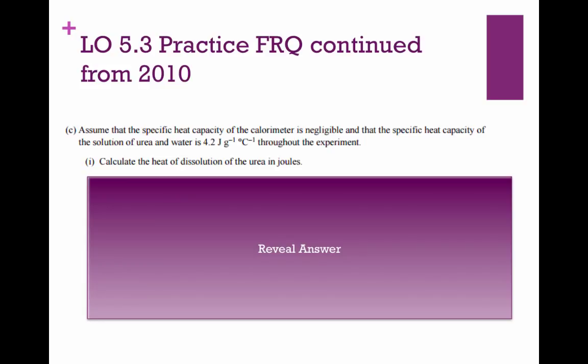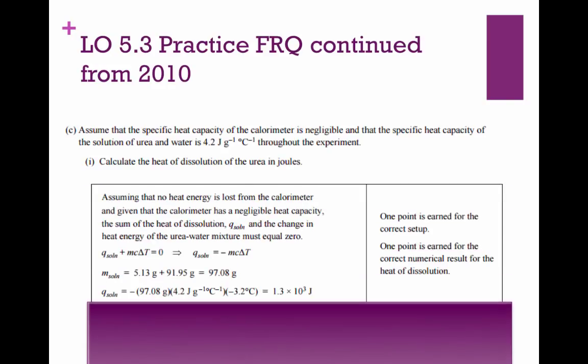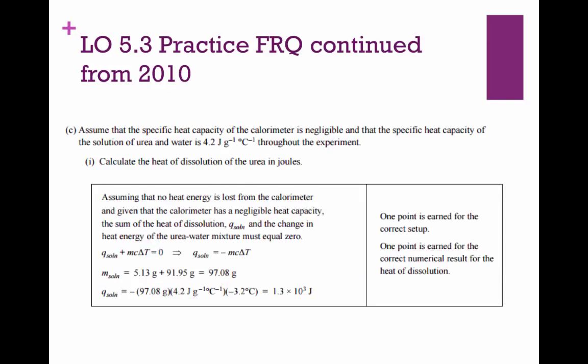Assume that the specific heat capacity of the calorimeter is negligible and that the specific heat of the solution is 4.2. Calculate the heat of dissolution of the urea in joules. So when you are calculating heat, heat is Q, right? Heat is Q, Q equals MC delta T. So if we assume that no heat is lost from the calorimeter, that means we don't have to worry about C-cal. But remember that Q lost equals Q gained. So in this case, they just added them together, but we could do it like this.